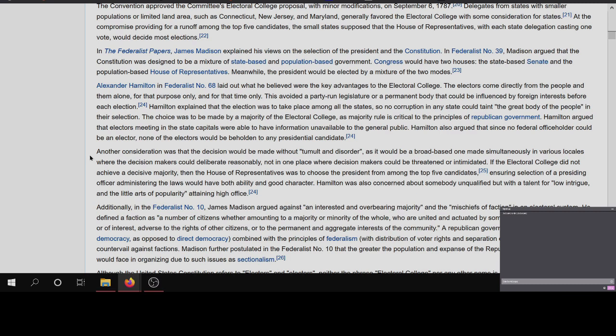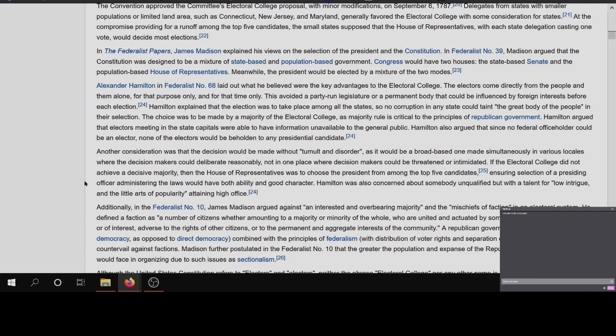Another consideration was that the decision would be made without tumult and disorder, as it would be a broad-based one, simultaneous in various locales where the decision makers could deliberate reasonably, not in one place where decision makers could be threatened or intimidated. If the Electoral College did not achieve a decisive majority, the House of Representatives was to choose the president from among the top 5 candidates, ensuring selection of a presiding officer, administration, and laws that will have both ability and good character.